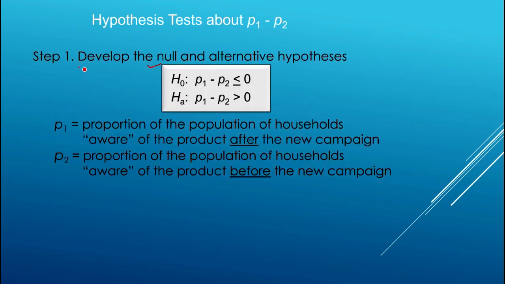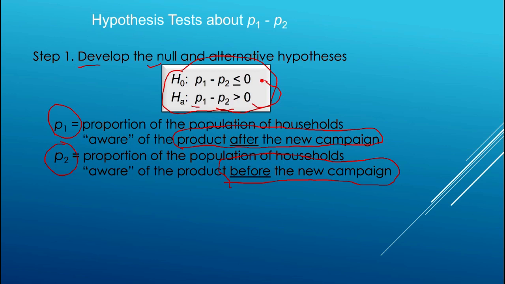That means, of course, that we start out with step one by developing the null and alternative hypotheses. And just keep this in mind: P1, right, that's the awareness after the new campaign. So P1 is the awareness after the new campaign, and P2, sort of the second population here, is before we run the campaign. And so when we state the alternative hypothesis, we're going to state the desired research result, which is that we had an effective ad campaign, that the proportion of people aware of the product went up, which would imply that P1 is greater than P2. So that'll be our alternative hypothesis.